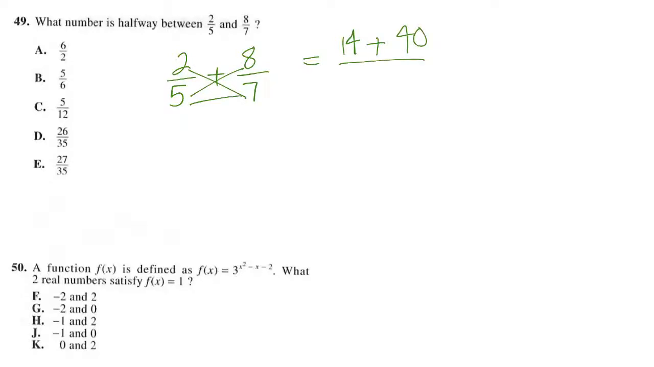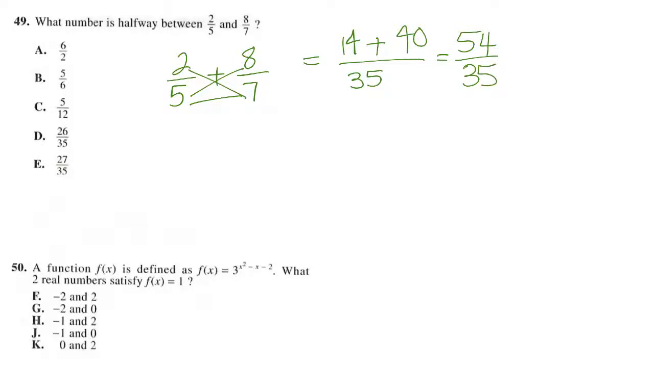Okay, so for number 49, we want to know which number is halfway between our two fractions. So we're going to just add our fractions and then divide by 2. And a quick way to add fractions, if you don't have your fraction calculator or fraction key on your calculator, you can cross multiply plus cross multiply here and all over the product across here. And so that's going to give me 54 over 35.